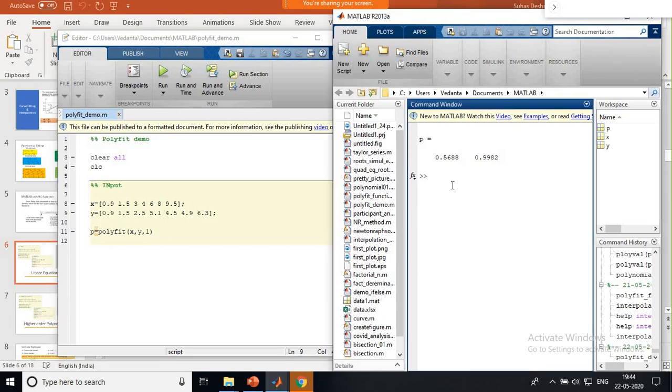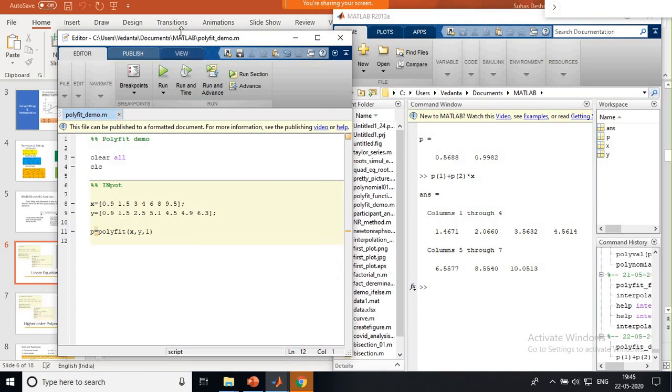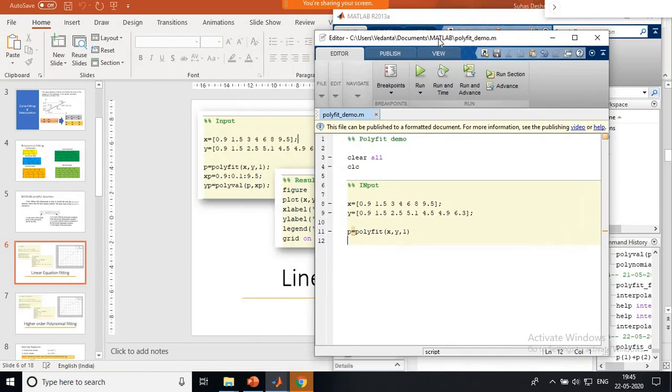How can I construct the equation out of this? I can have p of 1 as my constant and p of 2 into my x value, which will determine all the values. This is nothing but a function. This is a straight line equation. So the same can be done using a polyval function.